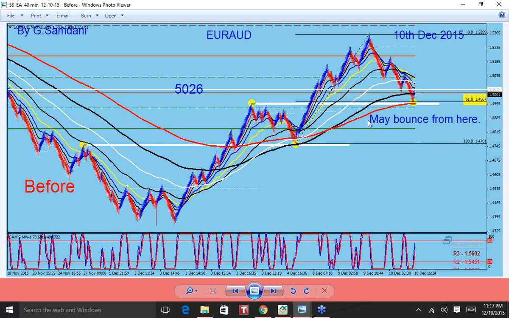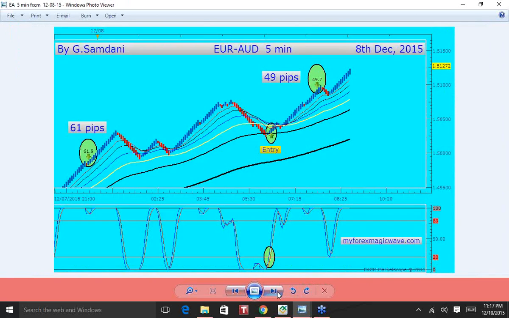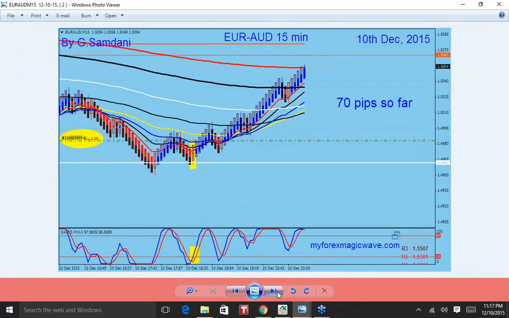And once you subscribe, you will get the whole system and everything. So this is a higher time frame. Once we have the setup here, we go to a shorter time frame and make the entry. You can see this 10th of December. This was the setup here, and the trade that I took from there.